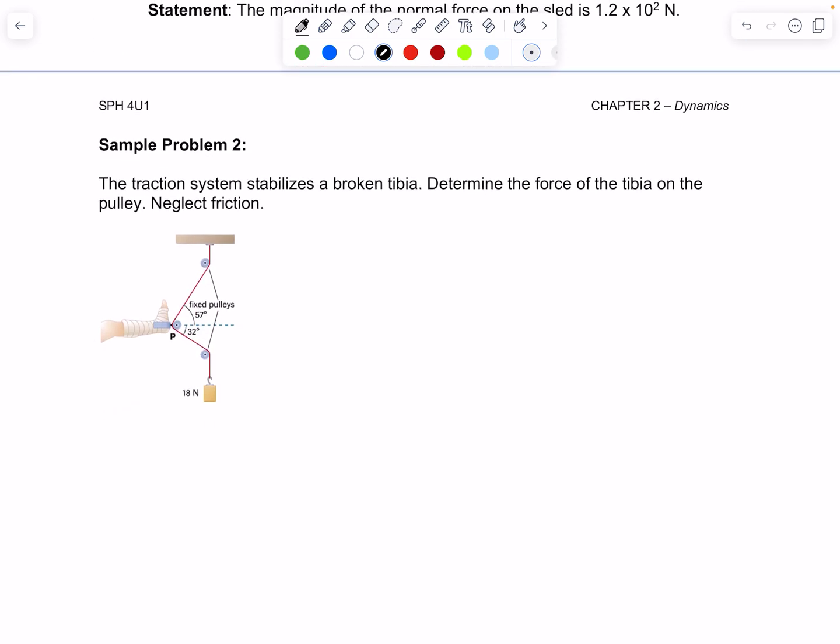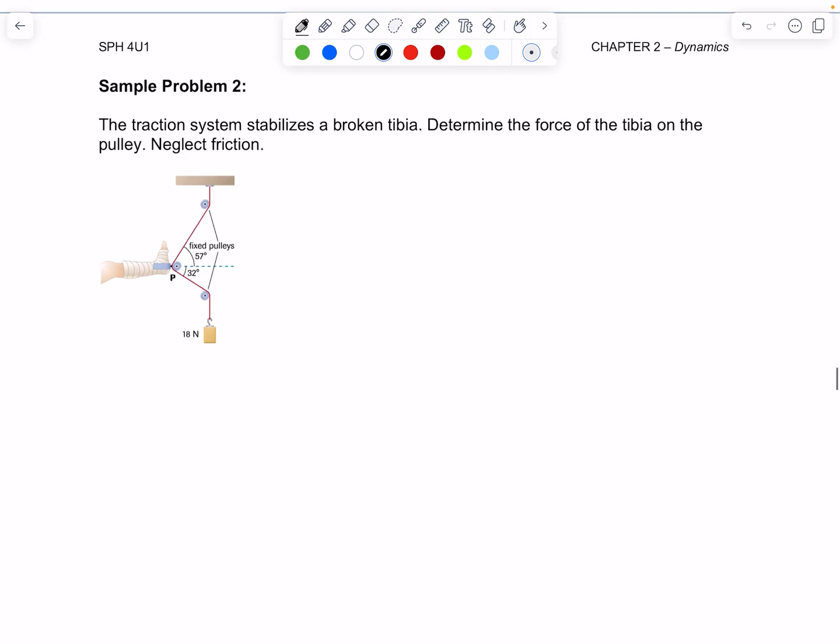Next, we'll take a look at sample problem number 2. The traction system stabilizes a broken tibia. Determine the force of the tibia on the pulley. Neglect friction. So we have a free body diagram. We have a pulley that'll be attached to a mass of 18 newtons down.